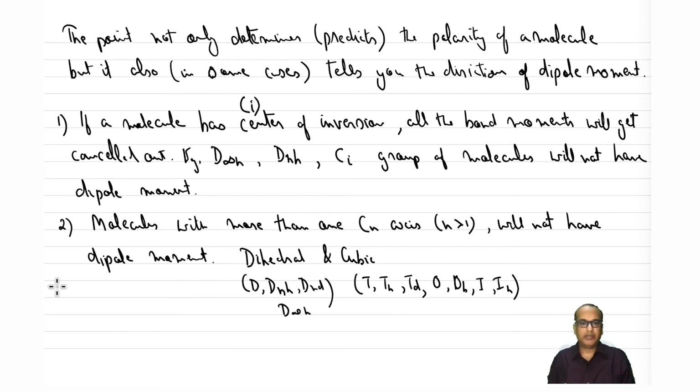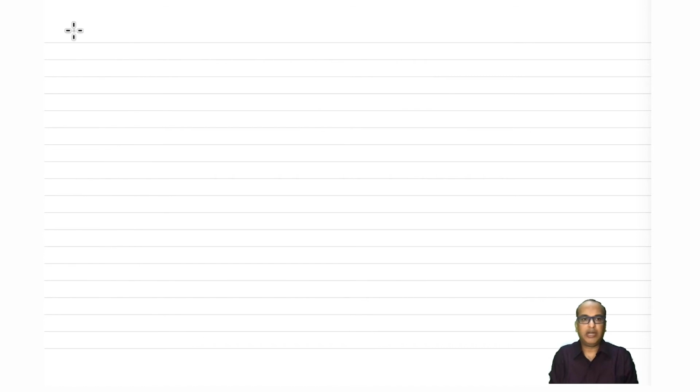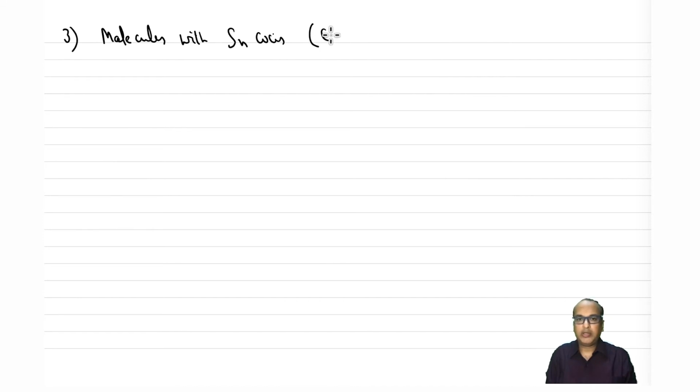So that leaves a very few set. So let's go ahead and see what else we are left with. So molecules with Sn axis, that is improper rotation axis, or we can also say Cn and sigma h, because if you have Cn and sigma h, then you will also have Sn, right? Vice versa is not true.